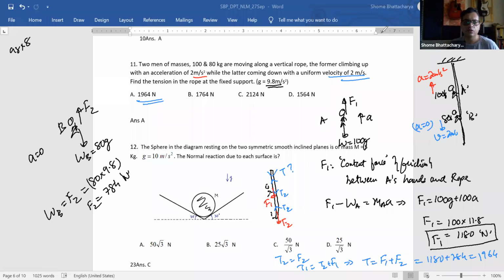How did we get F2 again? So, free body diagram of the block of person B, Kevin. He is sliding down, but with zero acceleration. He's coming down with constant velocity, so the net force on him has to be 0 because his acceleration is 0.